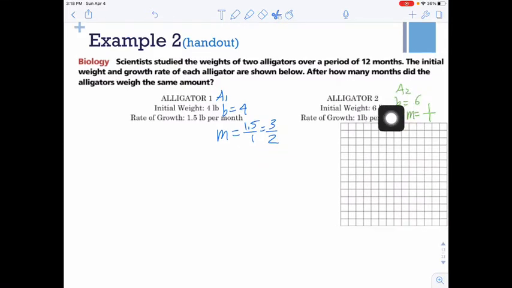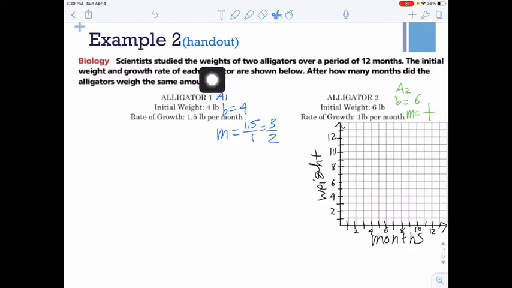For alligator 2, we had an initial weight, or starting value, of 6, so B, our y-intercept, will be 6, and the rate of growth, or the slope, was 1 pound per month, so we can write that as 1 or 1 over 1. Keep in mind we're talking about the weights of the two alligators over a period of 12 months. So our x-axis is going to be the 12 months, and the weight will be the y-axis.